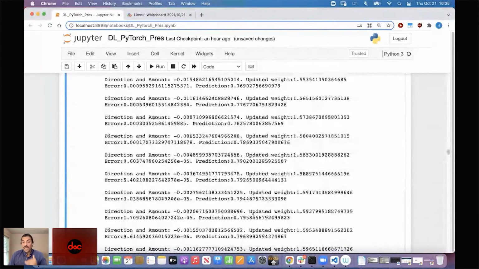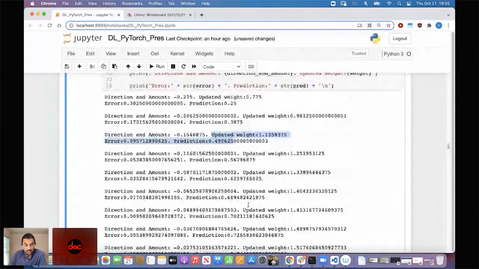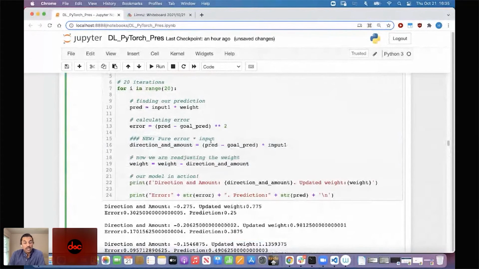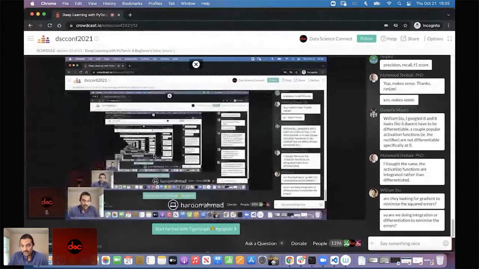Again, the math behind this is these two lines of code. So here we are taking our prediction, subtracting from our goal, and multiplying it by our input. And then finally, we are subtracting that amount from our weight. And that's how the weight continuously readjusts and adjusts and adjusts again after every iteration in the model. I want to take a pause. Any questions? Let's see.